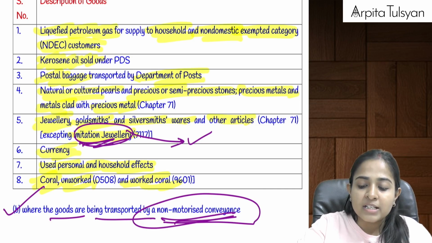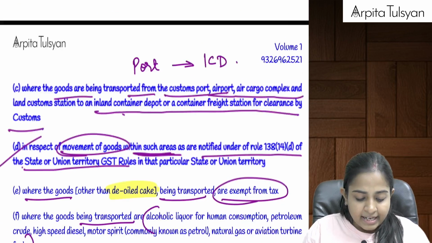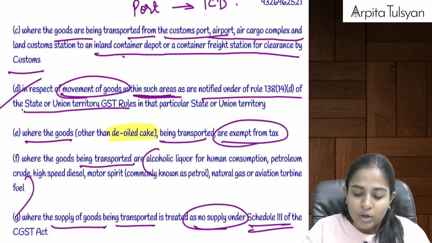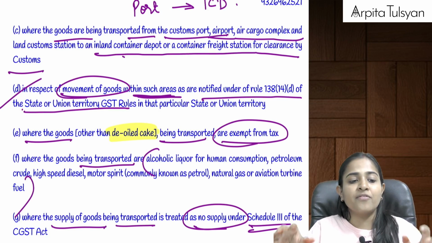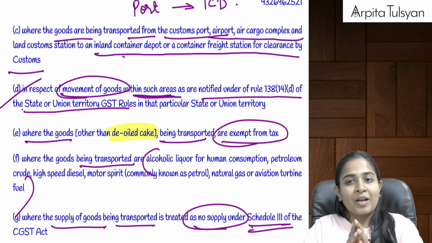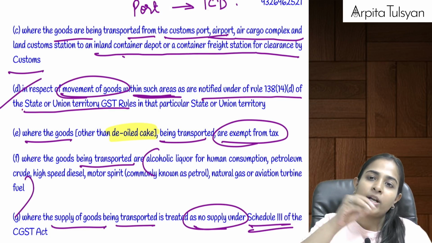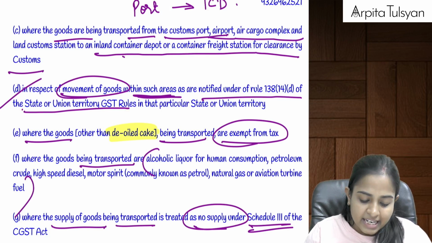Then when the goods are transported by non-motor conveyance, for example a cycle, right? Then whenever the goods are transported from port, custom port, airport, etc. to inland container depot or container freight station, which is under the control of customs, or vice versa, from inland container depot to the port, airport, etc. Again, it is under the control of customs. No need to generate the e-way bill for that.